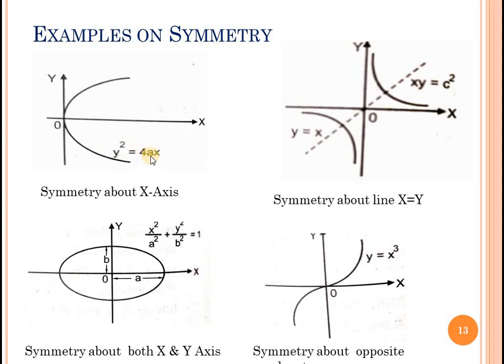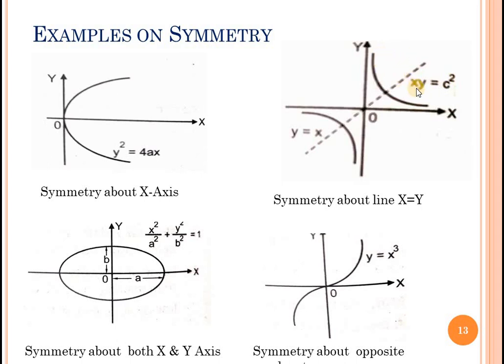Now let us see some examples of symmetry. The first example, y square is equal to 4ax. When I replace y by minus y, the equation remains the same, so this curve is symmetric about x-axis. But when I replace x by minus x, the curve does not remain the same, so this is not symmetric about y-axis. Also it is not symmetric about the origin or otherwise. So the only symmetry here is about x-axis. Another example, xy is equal to c square.